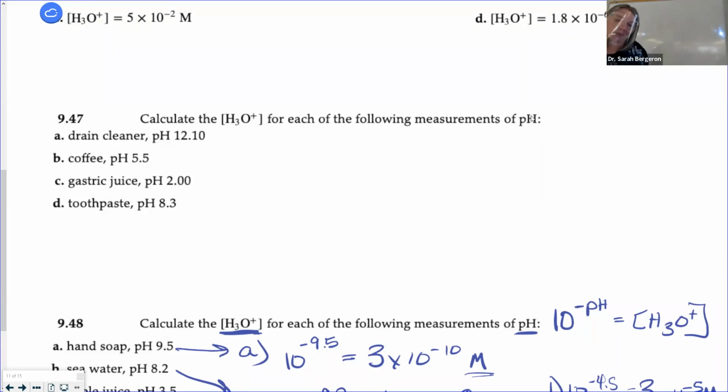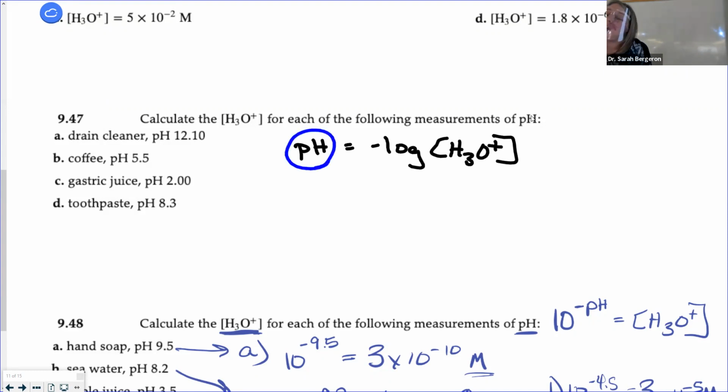Drain cleaner. pH 12.01. Oh, this is different, right? My formula was pH is equal to the negative log concentration of H3O plus. And in the past, I've been asked to solve for pH, right? But what's given? pH. So I have to calculate concentration of H3O plus. So how do I do that?